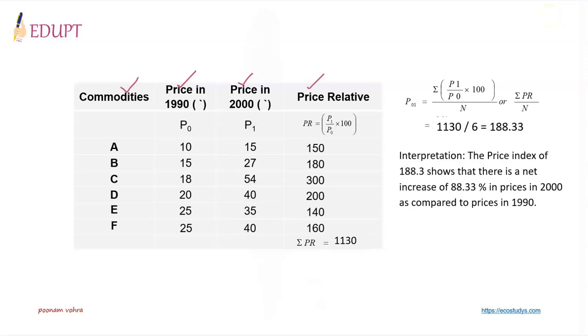And how do we find price relative? It is P1 by P0 into 100. P1 is the price of the current year, P0 the price of the base year. So let us have a look at the first case. P1 is 15, P0 is 10. So it is 15 by 10 into 100 and you get 150.